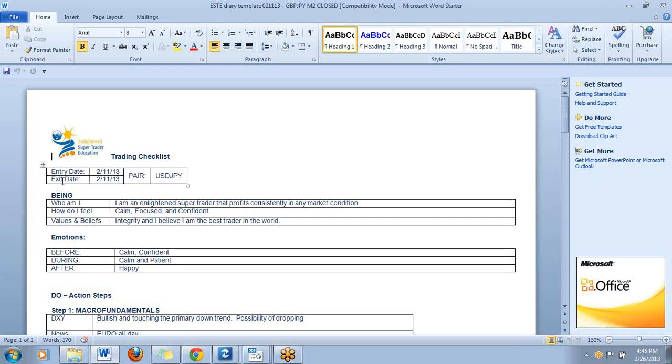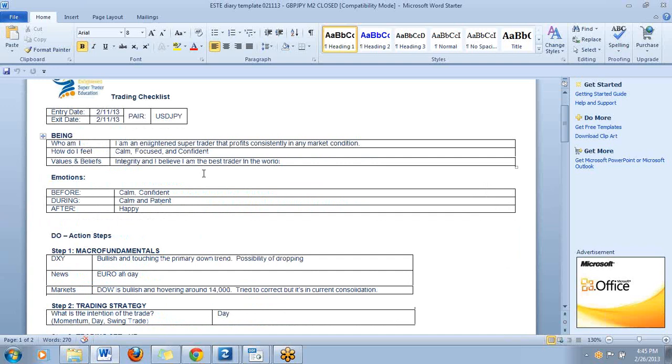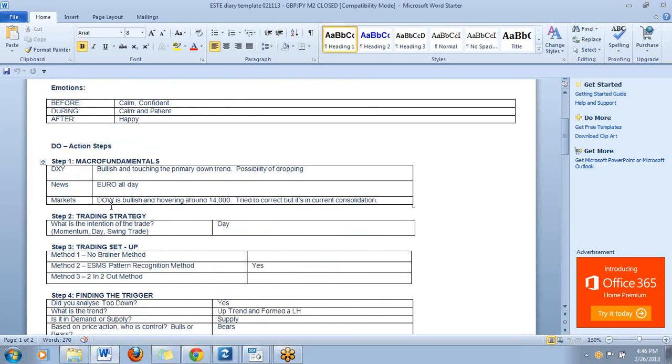Here we have an entry date, an exit date. There's the pair. Part of who I am: I'm an aligned super trader that profits consistently in any market condition. How do I feel? I feel calm, focused and confident. Values and beliefs: highest value, integrity. I believe I'm the best trader in the world. Before, I'm calm and confident. During, I'm calm and patient. After, happy.